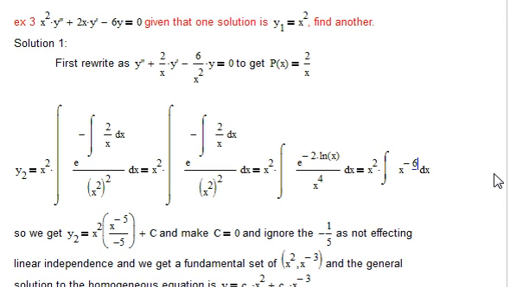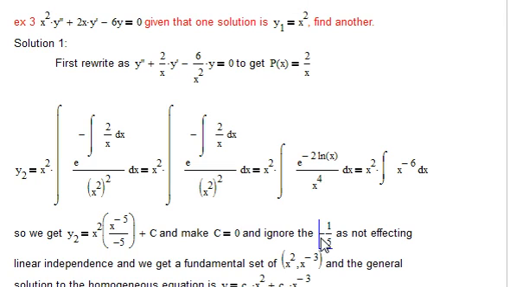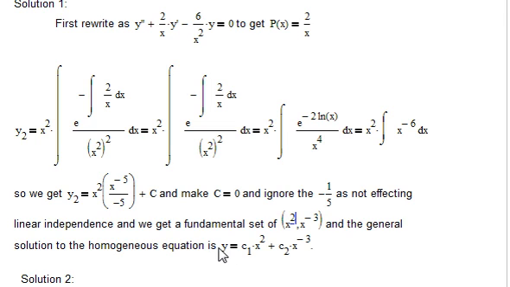And of course, integrate that, add 1 to that power, you get x to the negative 5, divide by negative 5, and so we do get this result. Now, we don't care about the constant, make it be 0, and we can ignore this because it isn't going to affect the linear independence of the two functions by multiplying one by a constant. So we got our fundamental set. If you multiply this out, it's really just x to the negative 3. So x squared times x to the negative 3, and the general solution to this homogeneous equation is y equals c1 x squared plus c2 times x to the negative 3.